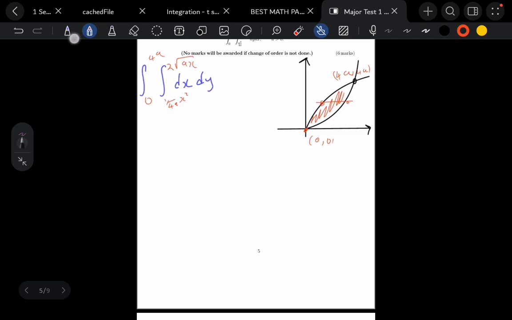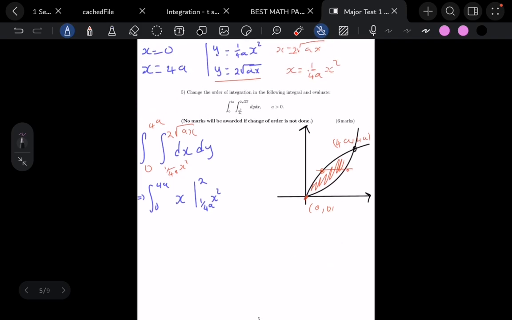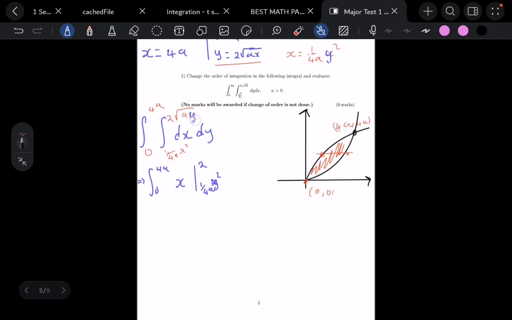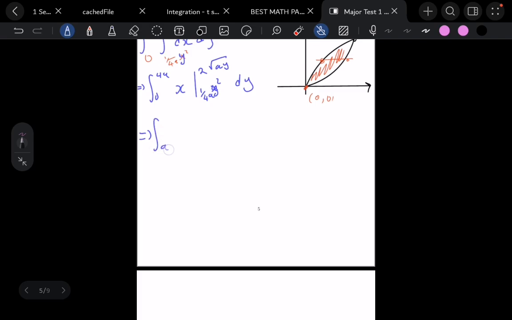So now let us calculate. 0 to 4a. What is an integral of that in terms of x? It's going to be x between 1 over 4a y squared to 2 root a y. You need to have y's there. Sorry guys, you have y's there. So it's the integral from 0 to 4a, 2 square root a y minus 1 over 4a y squared dy.